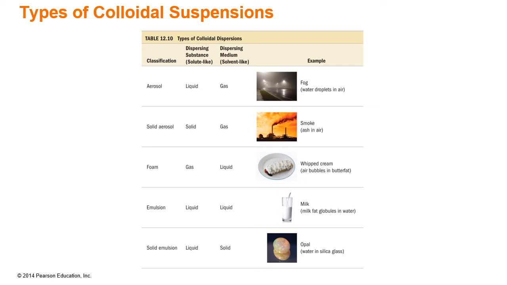We have emulsions. Emulsions are a liquid suspended in a liquid, so that's like milk because there's fat globules that are suspended in the water that make up the milk. And we can even have some solid emulsions where there's a liquid suspended in a solid, and that would be things like opal where there's water suspended inside of a silica glass. So these are all very interesting types of mixtures to study.